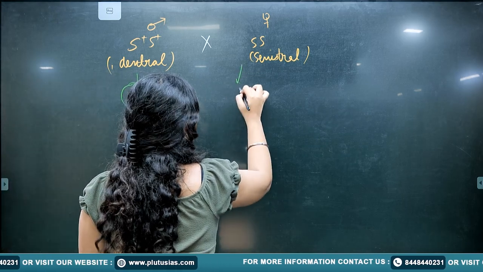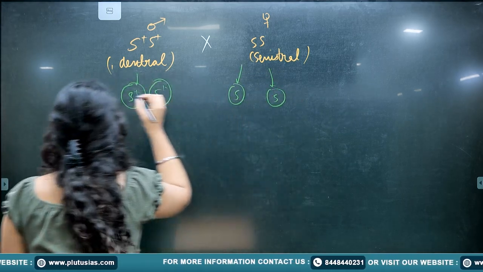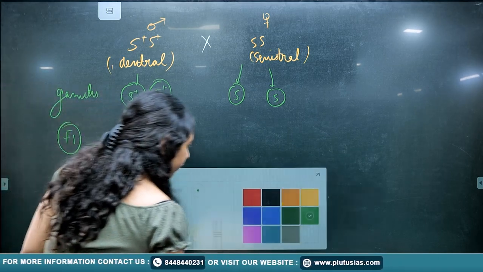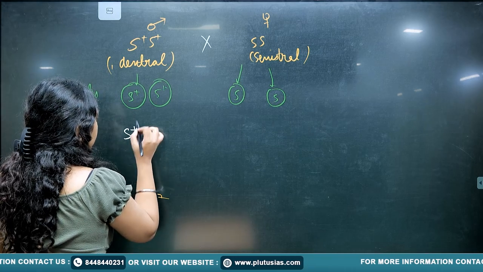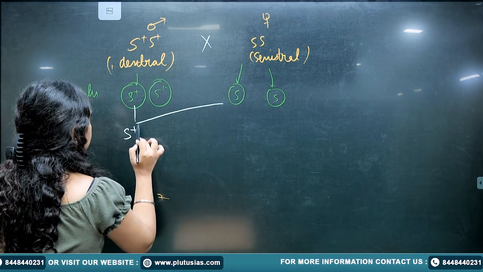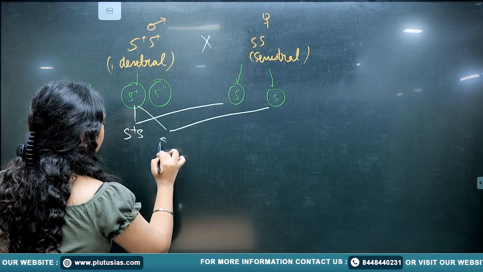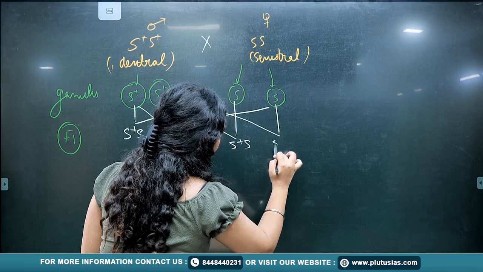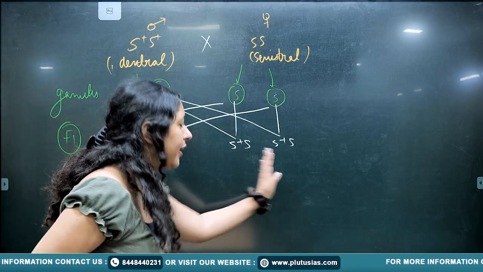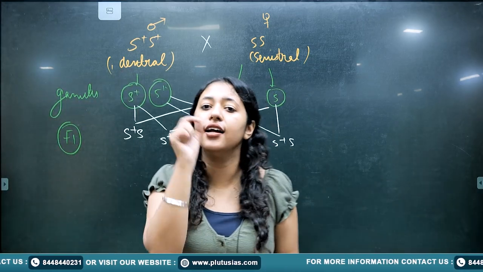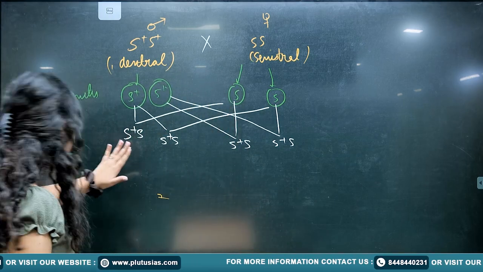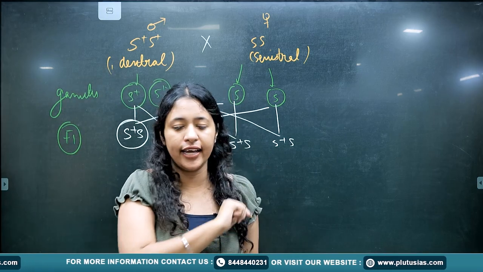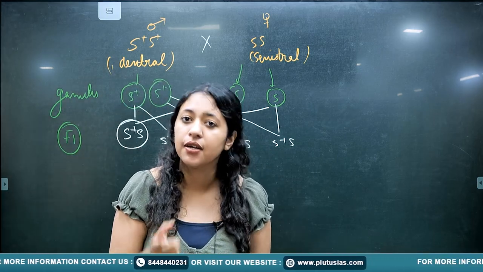Here also gametes will be produced. So my F1 will have S plus s, S plus s, S plus s, and S plus s. All my F1 generation produced are S plus s. If I technically see this genotype, I know this is a dextral type because S plus is dominant over s.